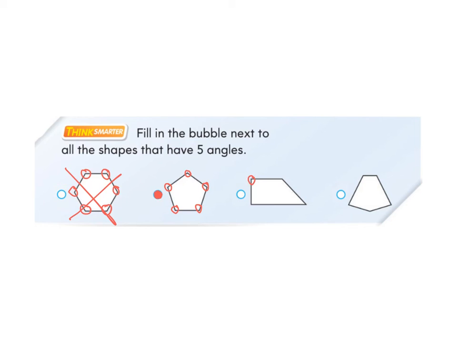This one has 1, 2, 3, 4. So that also does not have 5 angles. This one has 1, 2, 3, 4, 5. This one does have 5 angles, so I can fill in this one.